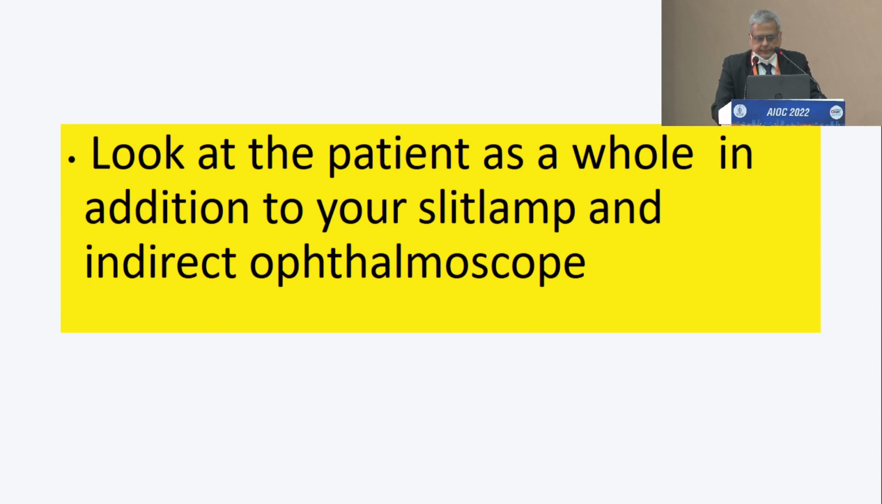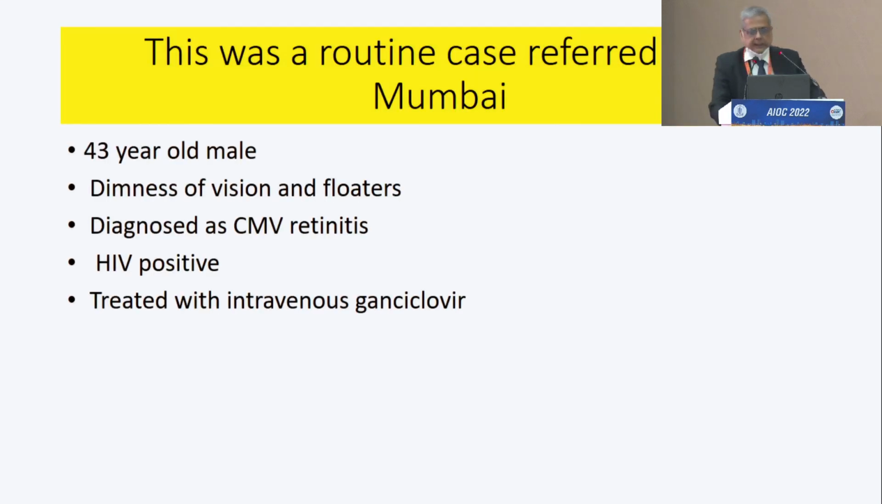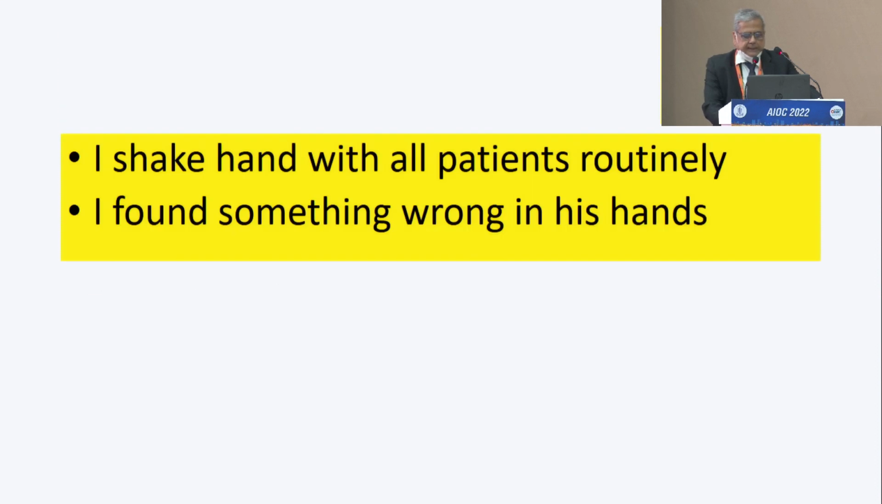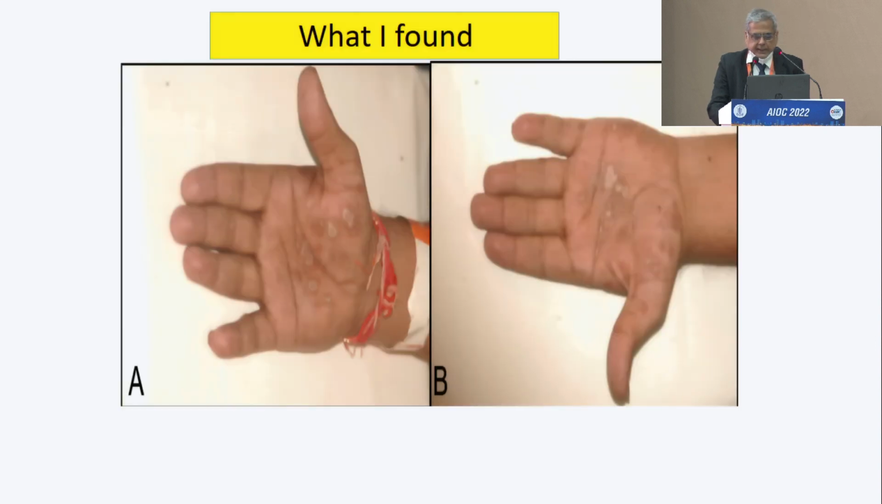Case 2, a case referred from Mumbai: a 43-year-old male with dimness of vision and floaters, diagnosed as CMV retinitis. He was HIV positive and was treated with intravenous ganciclovir. I shake hands with all patients, before the COVID era of course, routinely. I found something wrong in his hands. The hand was rough and there were scaly lesions, a rash.